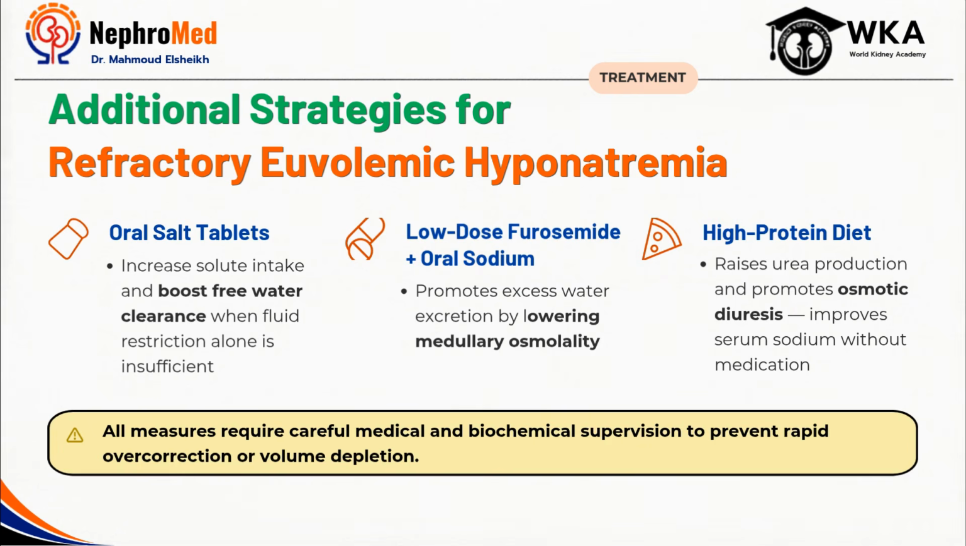Now, an important practical message here is that all these interventions require careful monitoring, because once ADH effects suddenly decrease or solute intake becomes excessive, patients may rapidly overcorrect. And excessive loop diuresis can also cause volume depletion or electrolyte disturbances. So overall, management of refractory euvolemic hyponatremia is really about manipulating renal water handling carefully, while continuously monitoring sodium trajectory and urine output of these patients.